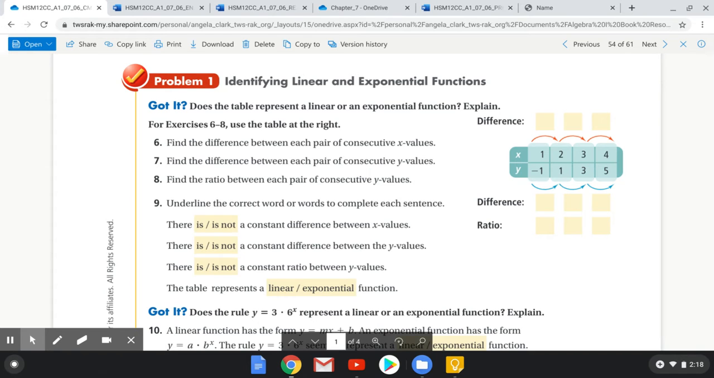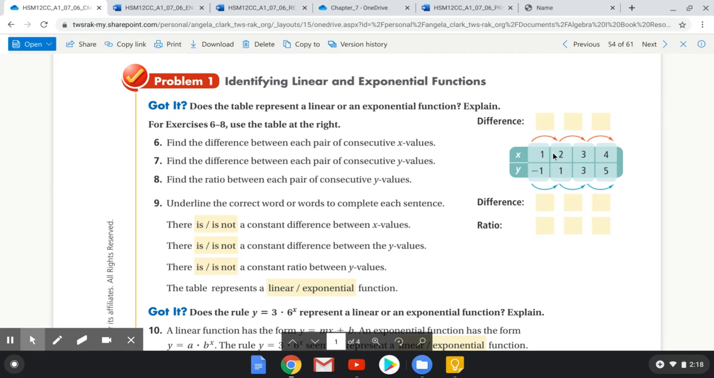Hey guys, so this is part 2 of 7-6, and we're going to be looking first at this example of how to tell when you have a table if it's going to be linear or exponential. So when we did linear functions, we checked to see if I'm adding the same number each time on the x's and on the y's. And we said if I am adding the same number each time, then it's linear. So now we're going to look at how exponential is going to be different from that.